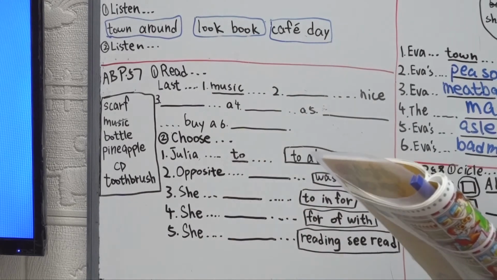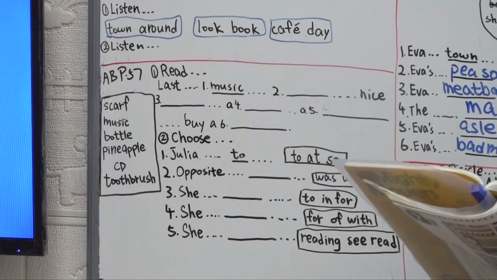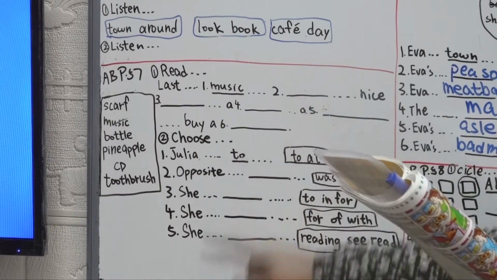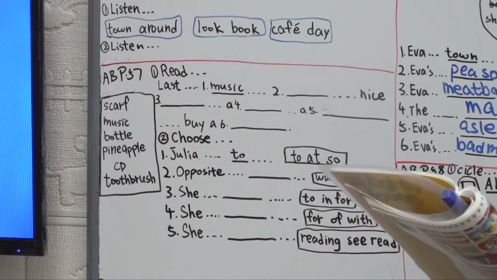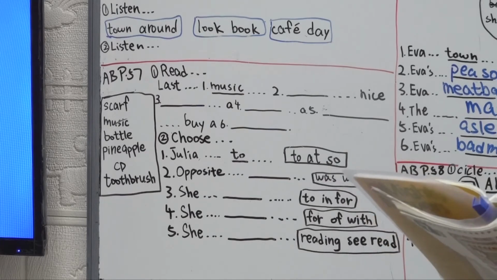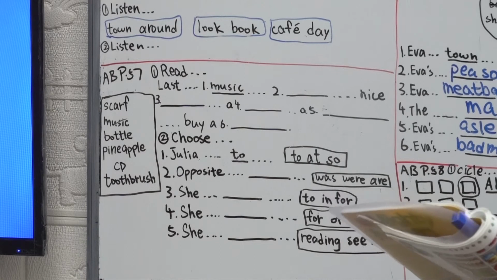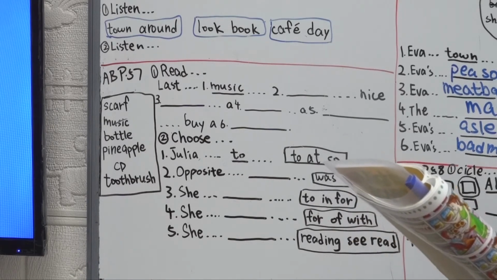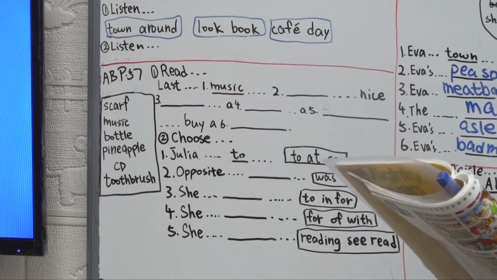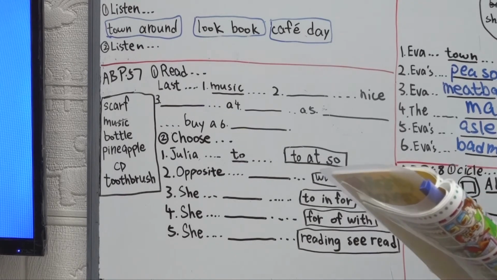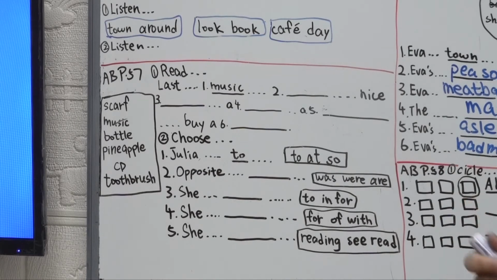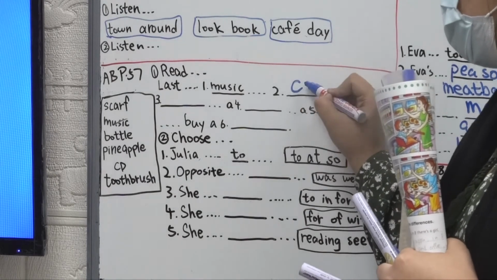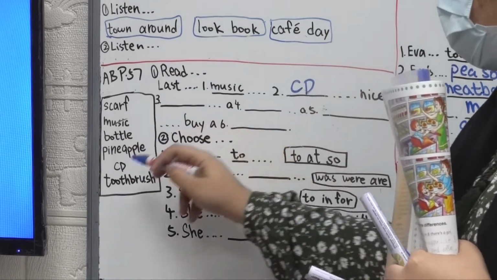And she looked for the... What is it then? She looked for the scarf, bottle, CD, pineapple, toothbrush. What is it? Is there anything related to music here? That is CD, right? So the suitable answer is CD. Okay?